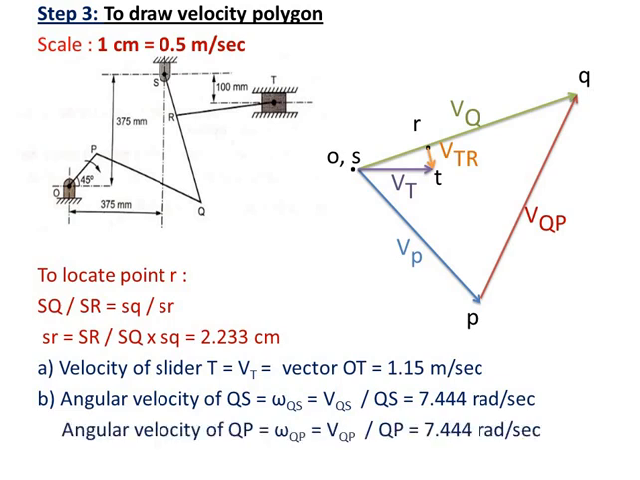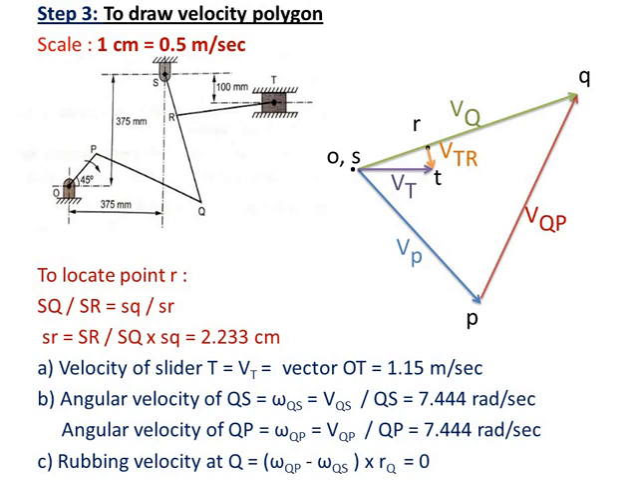Same way we have to find the angular velocity of link QP. Again omega QP is equal to VQP divided by length QP. To get VQP, measure this velocity vector QP, multiplied by scale and divided by the length of link QP, it will give you the same value, 7.444 radian per second.